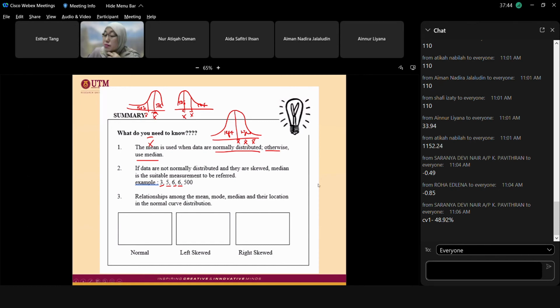Okay, no answer. Woi Cheng, Lim Woi Cheng. Yes, sir. Okay, what do you think, Woi Cheng? Look at the data that we have: 3, 5, 6, 6, 500. Do you think the data is going to be normally distributed? Is it going to be balanced or what? Balanced. I think it's balanced. It's balanced. Okay, that's what you say. So how about someone else? Gusti.